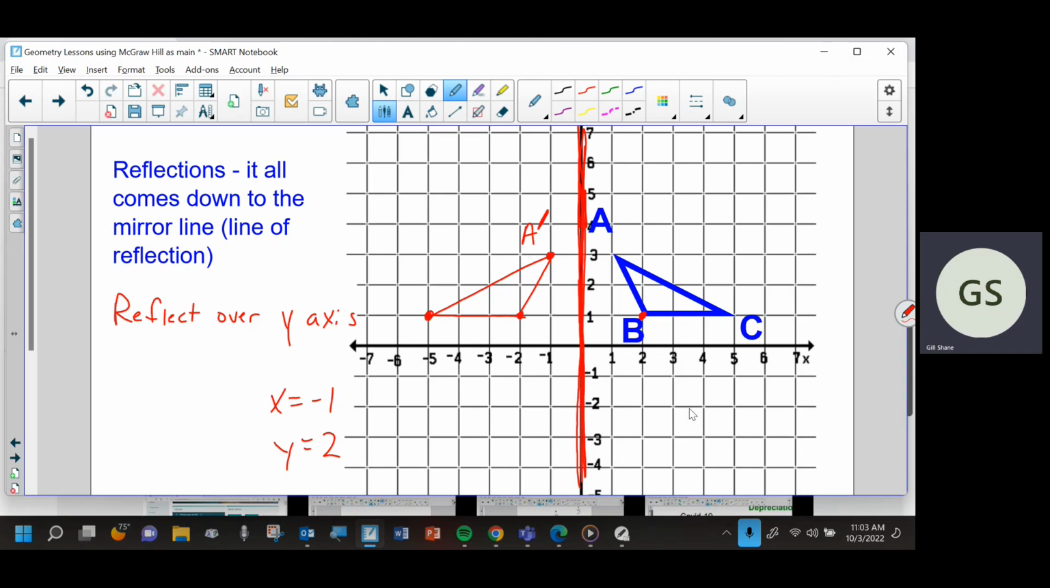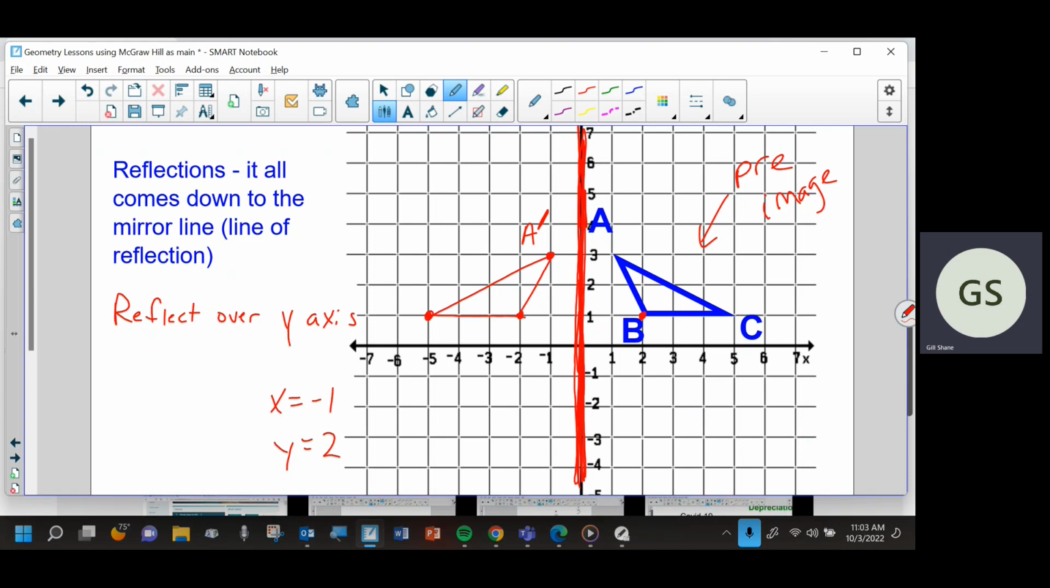We reflected over the y-axis. We said the y-axis then becomes our mirror line. That's why I had this really dark red line. I'm sorry, the line of reflection. That's the line of reflection. We said we need to create 3 points on the other side. So if this is the pre-image, these are vocabulary words you need to know, those of you that were gone. Pre-image is the original image.